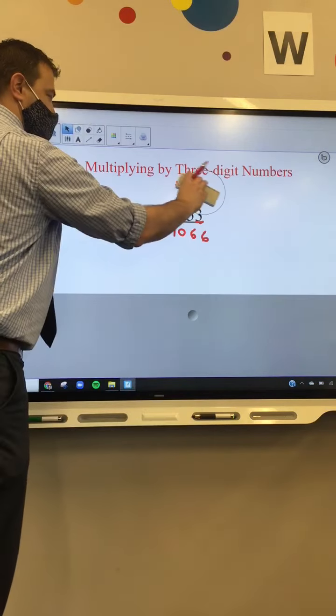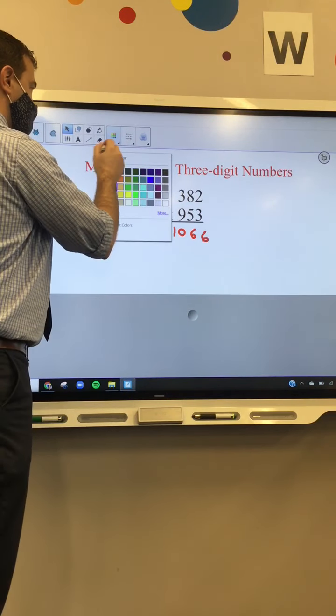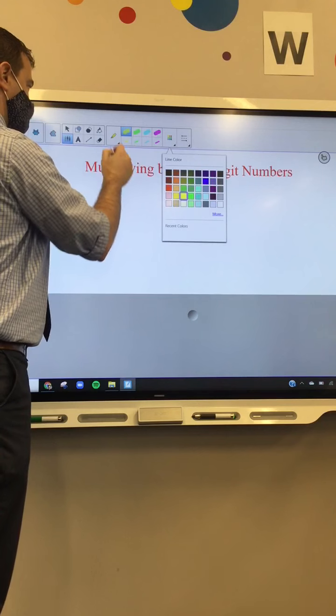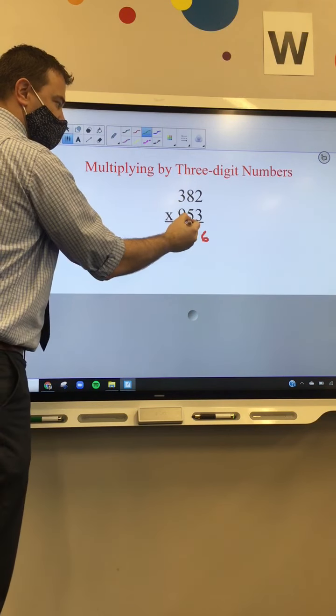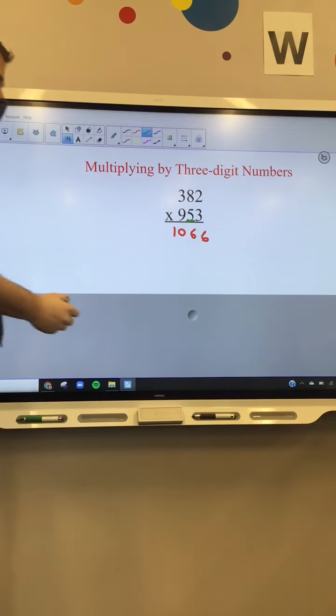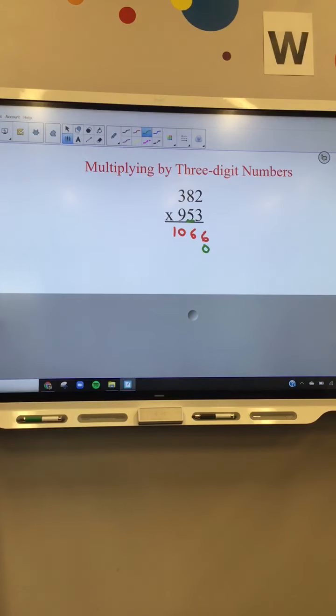Then I go to the next one. And I say, well, what do I have going on here? I have this. So 50 groups of 2. Well, because it's 50 and not just 5, remember that's where I put this extra 0 here first before I do any multiplying.